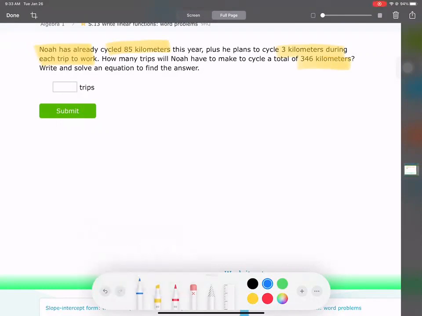We know he already wrote how many kilometers for this year? He already wrote 85 kilometers for the year. And then he plans to cycle 3 kilometers per every work trip, or I'll use that as W, for every work trip. And this is going to give him his total number of miles written, right? This is our generic equation.